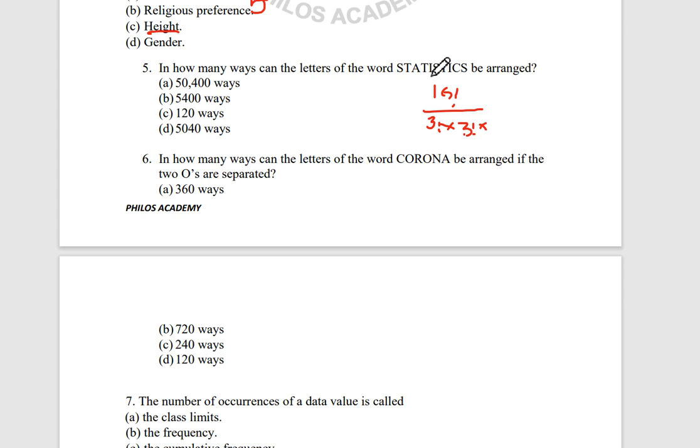Let's see again, something else. I. Okay, so how many i's do we have? We have 1, 2. So we have 2 i's. So we say times 2 factorial.